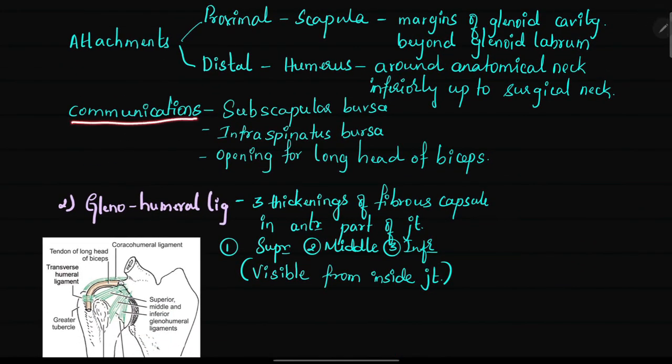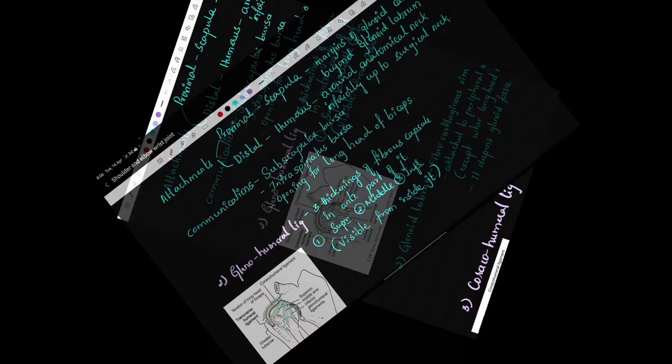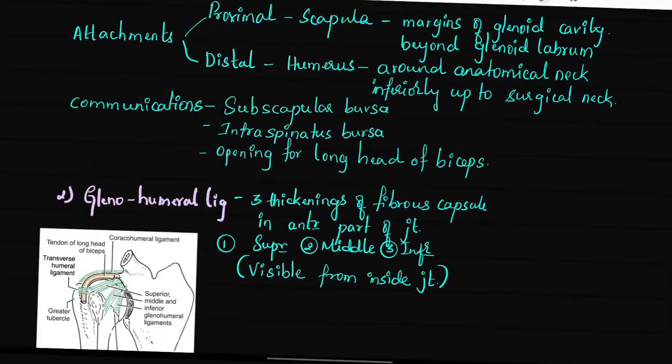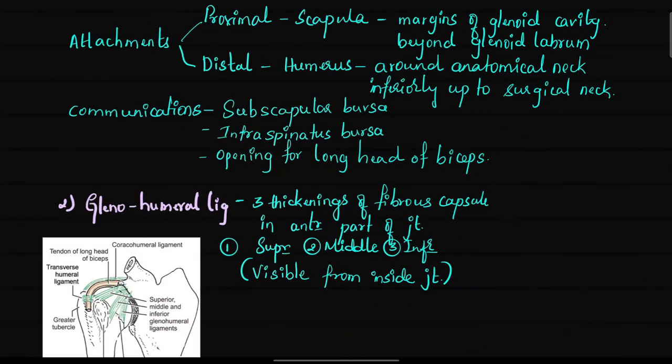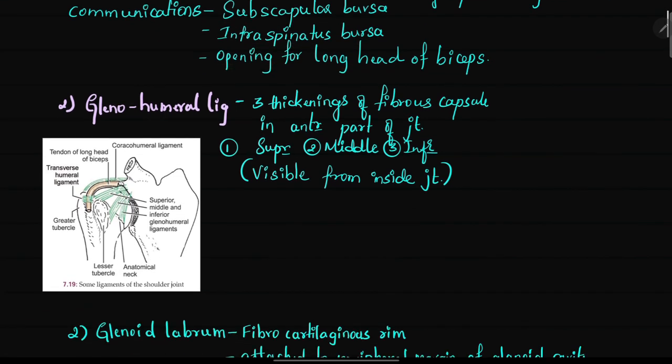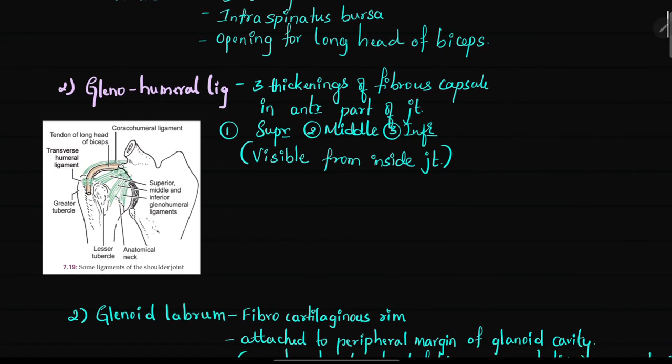Communications means all the things which pass through the capsule. Here we'll see that the communications are by the subscapular bursa, the infraspinatus bursa, and the opening for the long head of the biceps. Okay, so these are three structures which pass through the shoulder joint.